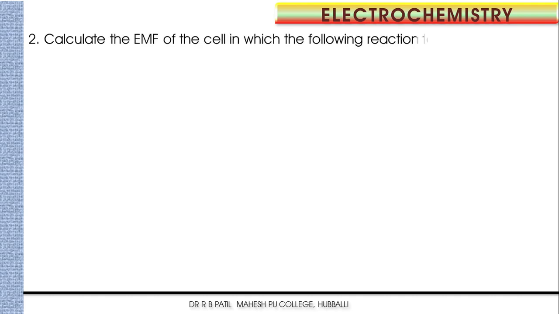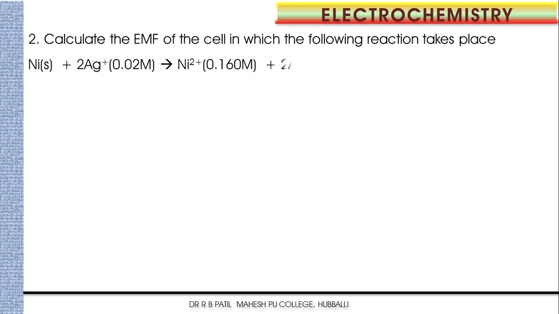Now let us move to the next question. Second one: calculate the EMF of the cell in which the following reaction takes place. We have to calculate the EMF of the cell. They have given the cell reaction and also E naught cell, which is equal to 1.05 volt. It is a previous year question also.